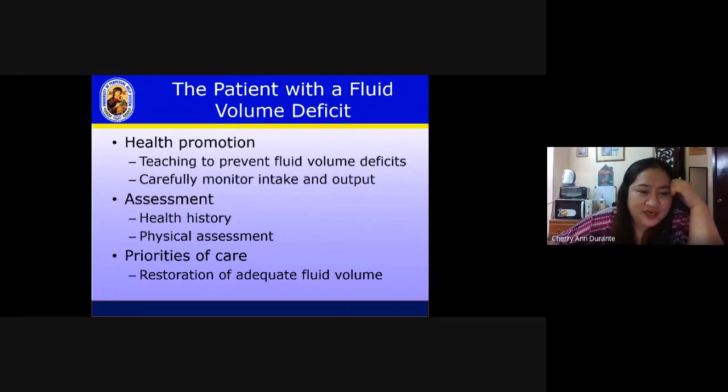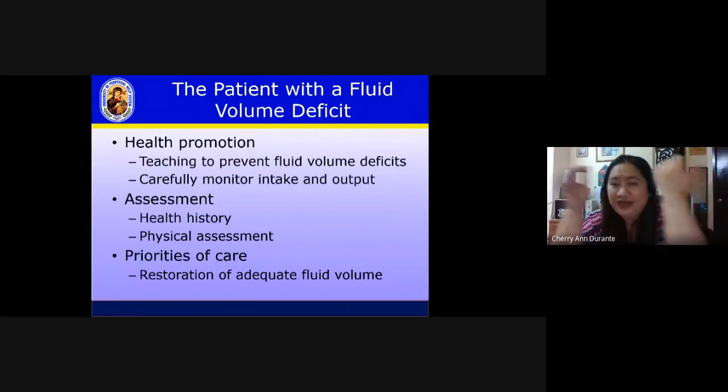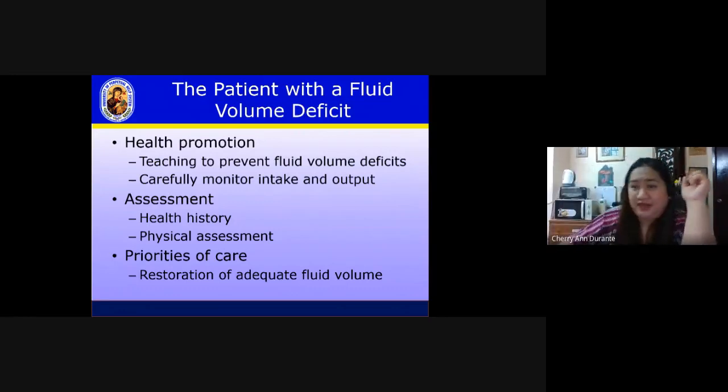Then you have there your priorities of care. So is to restore adequate fluid volume. That's the reason why sabi nga natin oral rehydration and also intravenous fluid. So isa pa palang makikita mo kapag ang patient dehydrated is hindi masyadong mahanap ng doctor or ng nurse yung kanyang veins. Yung ilalagyan siya ng intravenous fluid, hindi mahanap kasi parang nag-shrink na yung veins niya kasi nga mababa yung pressure, kulang yung blood volume, no?